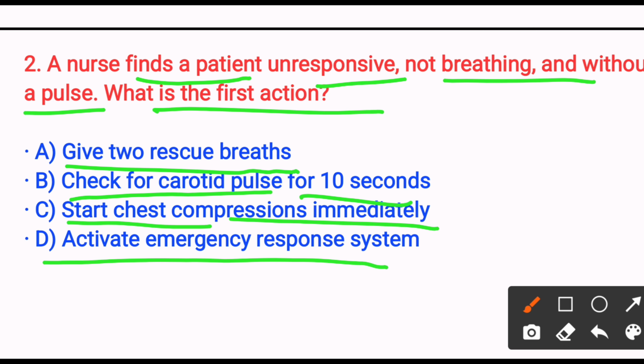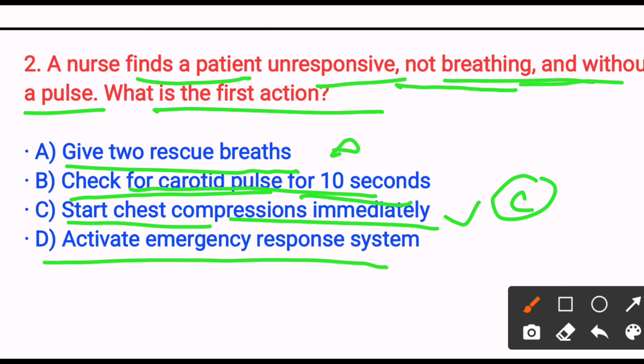The answer will be option C, start chest compression immediately, because giving 2 rescue breaths is not appropriate. Check for carotid pulse for 10 seconds? Here they already told us not breathing and without a pulse, already checked. So don't waste time checking the pulse. Start chest compression immediately.